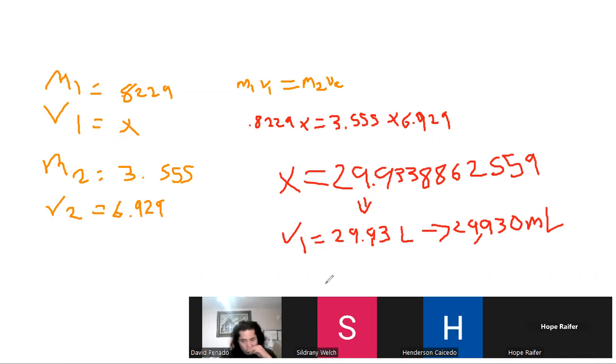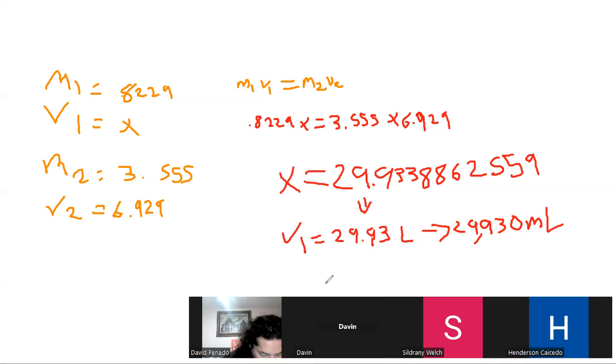You guys got this answer? Yes, sir. I got a different one. What'd you get? 29.68. Did you multiply these two together and then divide it by this? Well, it's probably there I messed up. I'm just looking at it now.